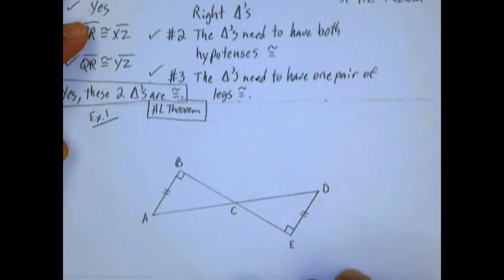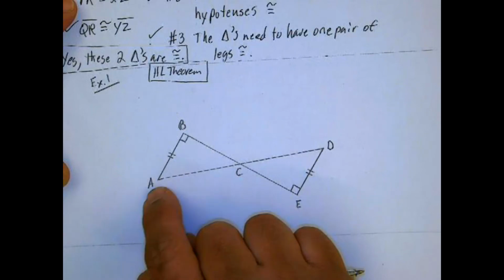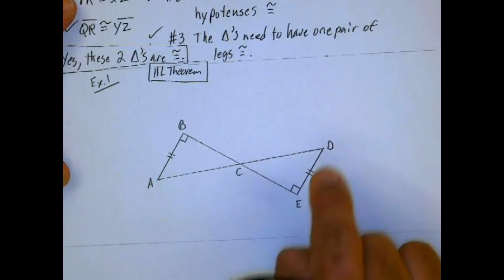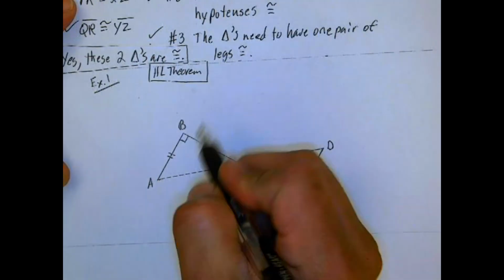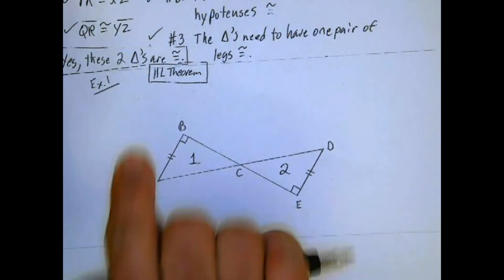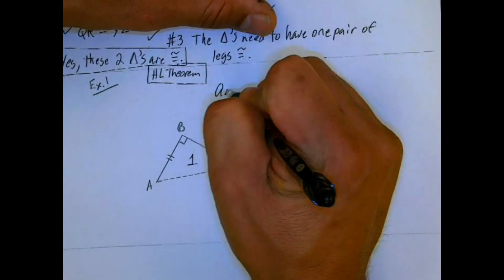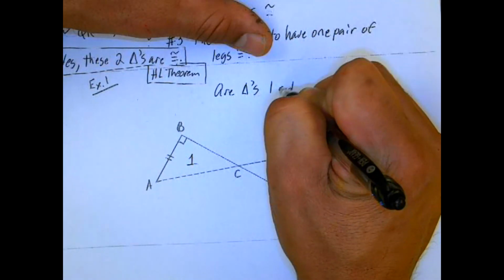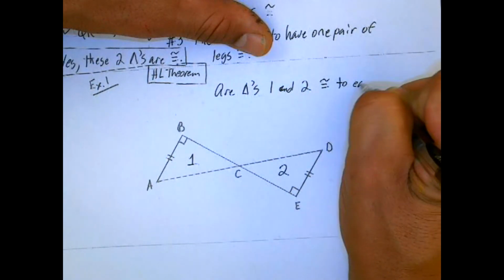So here's the first example that I've chosen, okay? Example number one. If you look at A, B, C, and we're trying to test to see if D, E, C are congruent to each other. Okay, so this is triangle number one, and this is triangle number two. And we're specifically looking for the HL theorem. So the question would probably ask, are triangles 1 and 2 congruent to each other?